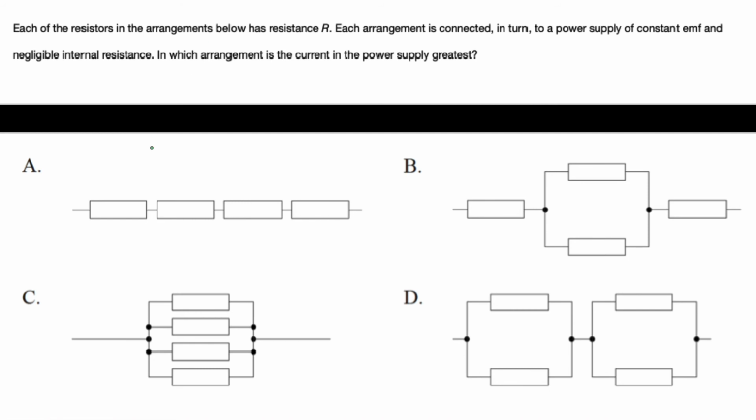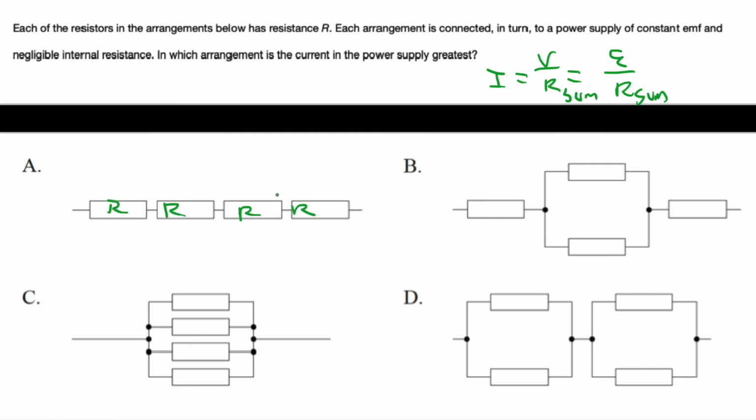Each of the resistors in the arrangement below has resistance R. Each arrangement is connected, in turn, to a power supply of constant EMF and negligible internal resistance. In which arrangement is the current in the power supply greatest? To find the greatest current, you need to find the smallest resistance, because current is equal to voltage over R. Since there's no internal resistance, it's going to be equal to EMF over R sum, the sum of resistance in the circuit.